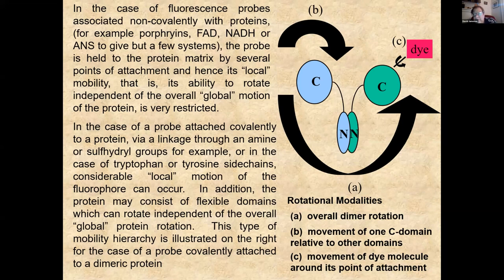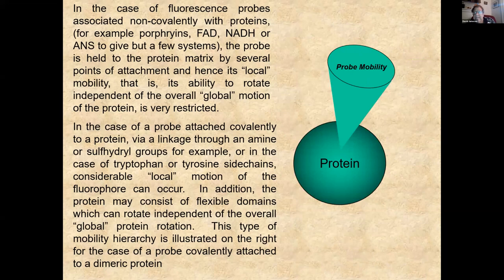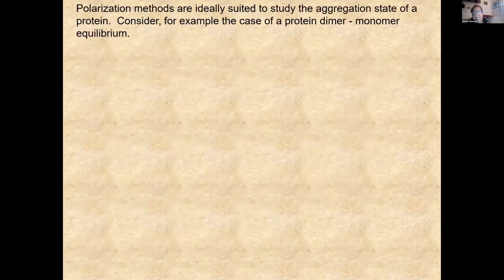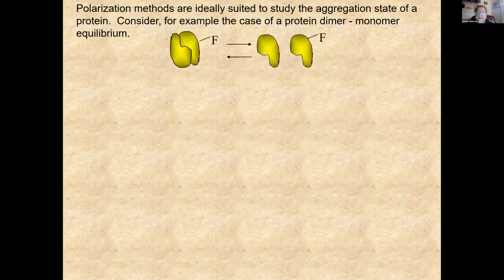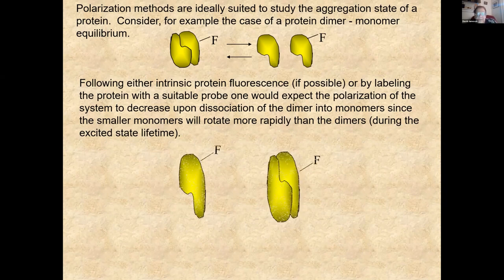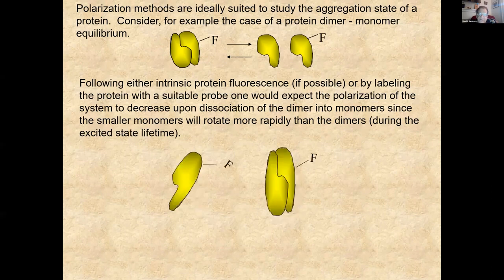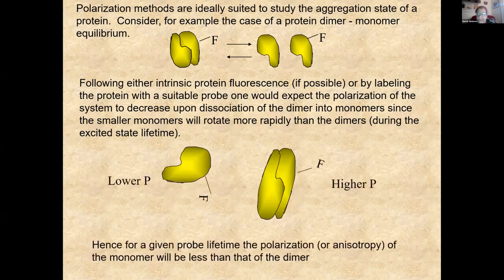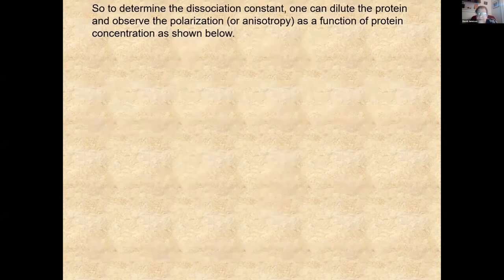Usually we're not trying to use polarization to say exactly what the mobility is, what's going on at the molecular level. Rather, we're looking at it to see changes of state, for example, aggregation state. It's ideally suited to protein dimer-monomer. Here we have a fluorophore that we dilute and it can dissociate to monomers. So you may label it with an intrinsic fluorophore, maybe you have intrinsic protein fluorescence, tryptophan, or you can introduce a label. We'll talk about those in a bit. And then, of course, the monomer would rotate more quickly than the dimer, so you would have a lower polarization.